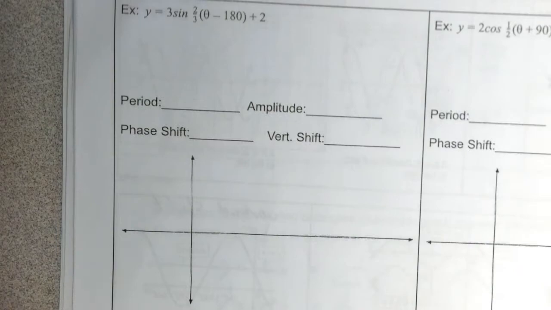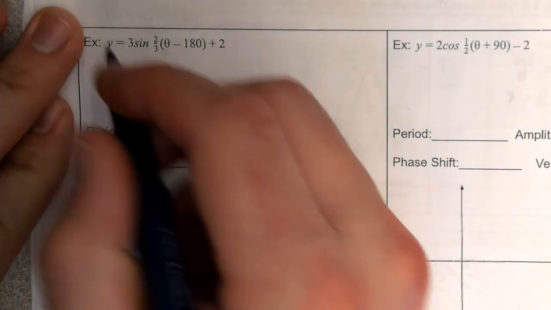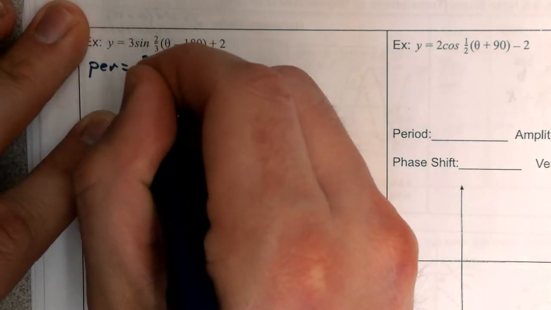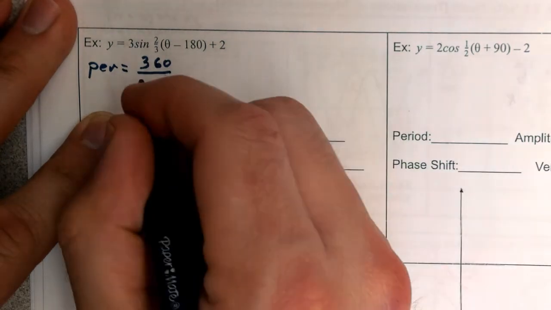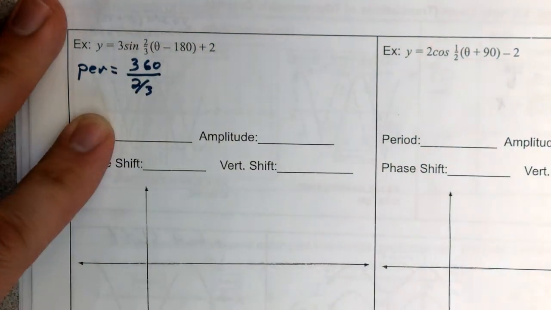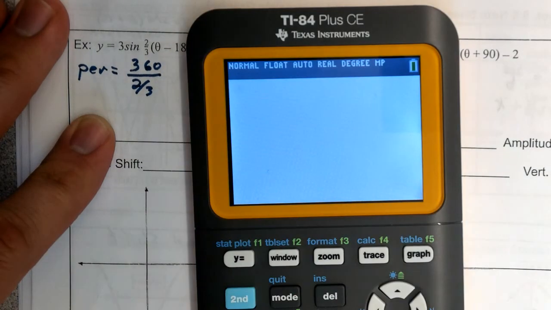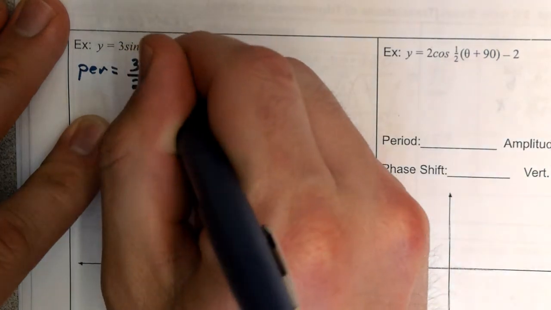And let's go on to one that's a little bit more complicated. So let's go on to the third example here, the third graph here. All right, but there's a little bit more going on. So the period is always 360 over b. So it's 360 divided by b. Now b in this case is 2/3, so 360 divided by 2/3. You don't want to probably use your calculator for that. And so it's going to be 360 divided by, parenthesis, 2 divided by 3. That's 540 degrees, so the period's 540.